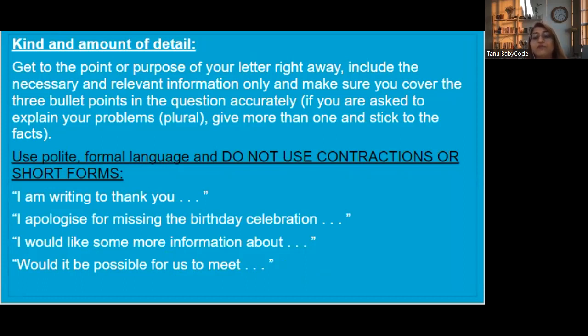Now for formal and semi-formal letters, you have to use polite and formal language, and do not use contractions, short forms or abbreviations. For example, see the statements for the formal language. I'm writing to thank you. I apologize for missing the birthday celebration. I would like some more information about. Would it be possible for us to meet? So these are the formal statements.